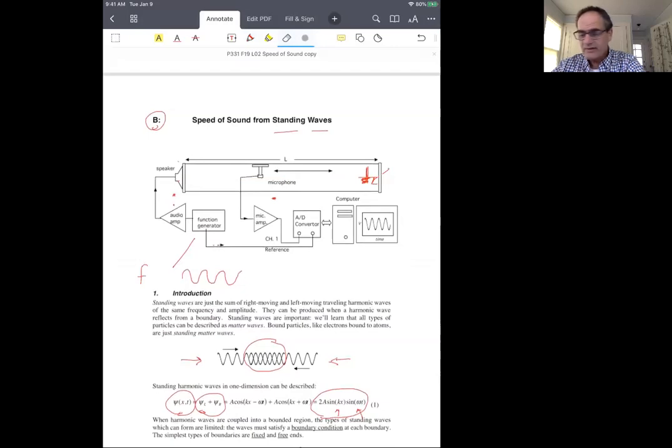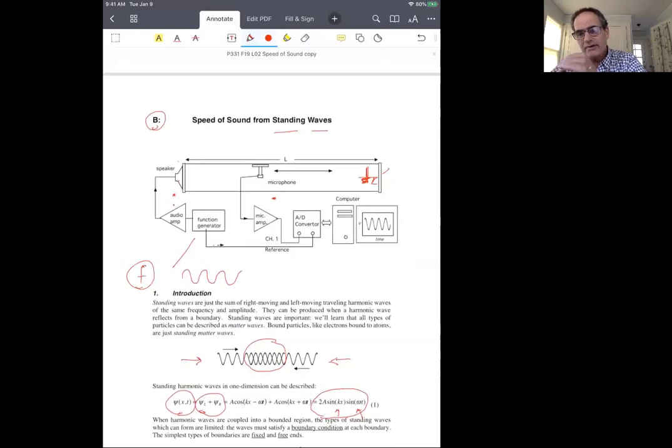So what you're going to do in the second part is to measure the resonance frequencies. And you'll do this by slowly varying the frequency from the function generator until you see resonances, and then picking out the first, second, third, fourth, and so on, resonance up to the 8th resonance. It's pretty quick, you'll see.